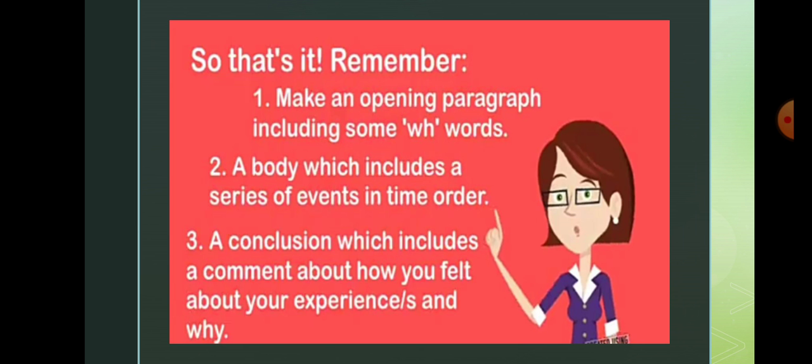So that's it. Remember, make an opening paragraph including some WH words. What are the WH words? When, where, why, which. All these WH words you have to mention in the first paragraph. Then a body which includes a series of events in time order. Morning, what happened; afternoon, what happened; night, what happened. So everything should be in order. You should not write night first, then afternoon next. It should be in order. Then a conclusion which includes a comment about how you felt about your experiences and why. So that should be in the conclusion.